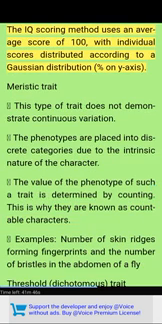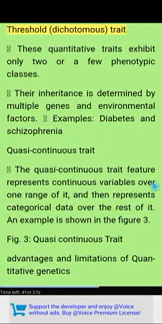The IQ scoring method uses an average score of 100, with individual scores distributed according to a Gaussian distribution, percent on the y-axis. Meristic trait: this type of trait does not demonstrate continuous variation. The phenotypes are placed into discrete categories due to the intrinsic nature of the character. The value of the phenotype of such a trait is determined by counting. This is why they are known as countable characters. Examples: number of skin ridges forming fingerprints and the number of bristles on the abdomen of a fly. Threshold, dichotomous trait.